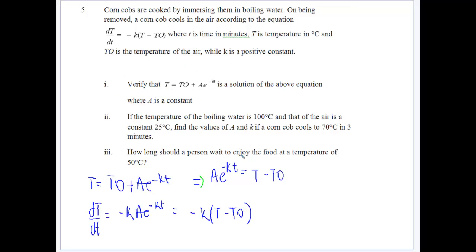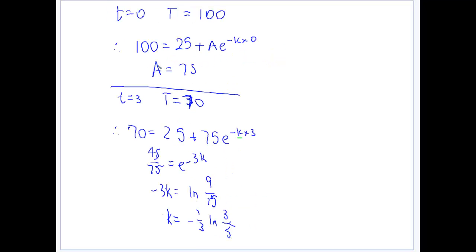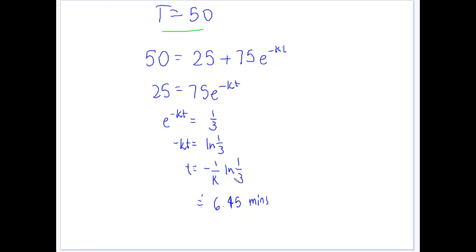And then, how long should a person wait to enjoy the corn at 50 degrees? So we want our temperature to be 50. Again, we're going to find our value of t. So we substitute 50 in, subtract our 25, divide by our 75, which gives us 1/3, and e to the minus kt. So minus kt is equal to the natural log of 1/3, and we get t is equal to minus 1 on k times the natural log of 1/3, taking our value of k that we found in our previous part. So be careful of all the negatives that are going on there, but if you do the calculation correctly, it should come down to that amount.